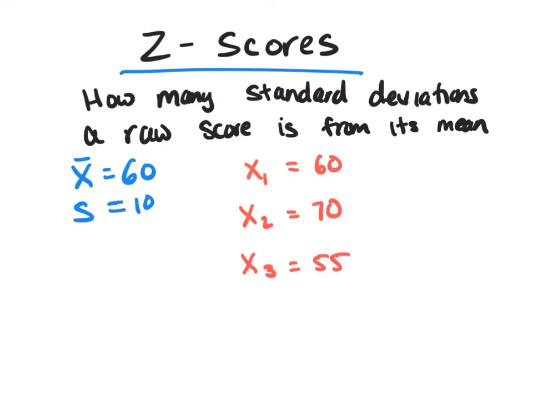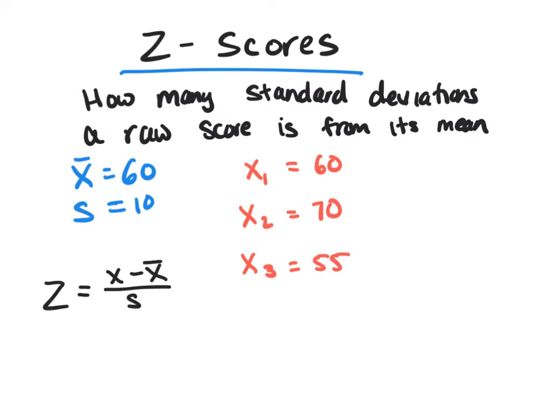And suppose that even though I don't have all the raw data from the data set, I know the raw scores for 3 persons in the data set. Person 1 has a raw score of 60, person 2 has a raw score of 70, and person 3 has a raw score of 55. Presume we would like to know how many standard deviations each of these people are away from their sample mean of 60. We can compute this by finding the z-score.